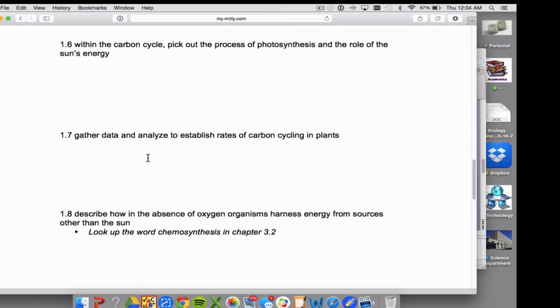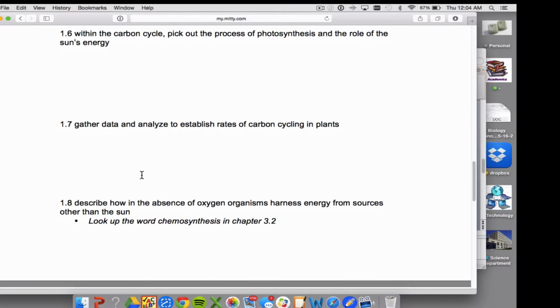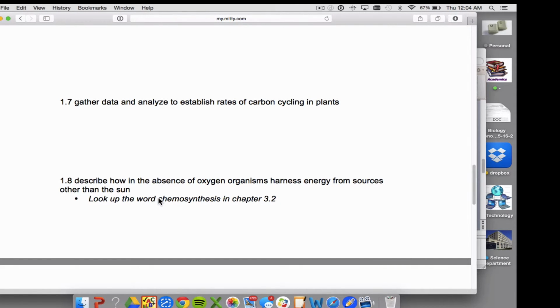We achieve this outcome by doing the investigative series lab, where we see that carbon dioxide has been given off by the Elodea plant through the process of cellular respiration, and we see a change in colour in the bromothymol blue solution. 1.8, just look up the word chemosynthesis. Basically what it means is sometimes organisms can make their own food without using the process of photosynthesis, and they use chemicals instead.